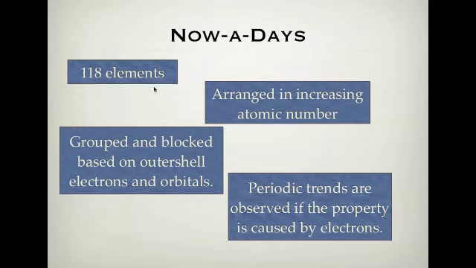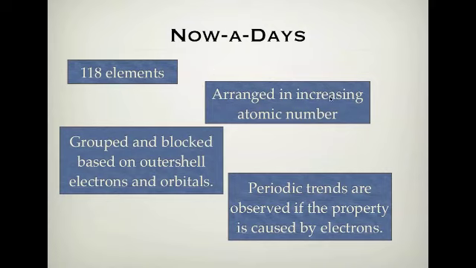Today, we have about 118 elements that we know. Not all of them are naturally occurring. Some of them have been forced together, but we've got 118 elements. This is a lot more than what Mendeleev had to deal with. He had about 56.